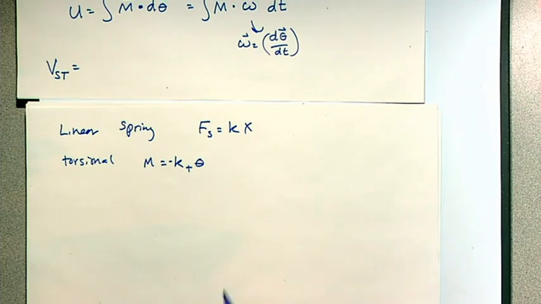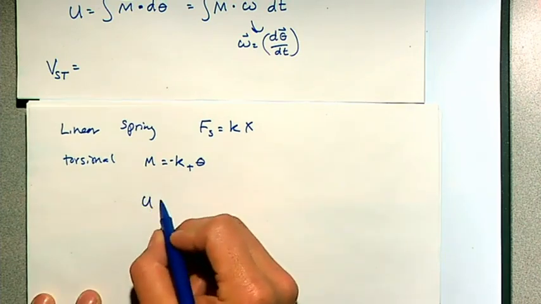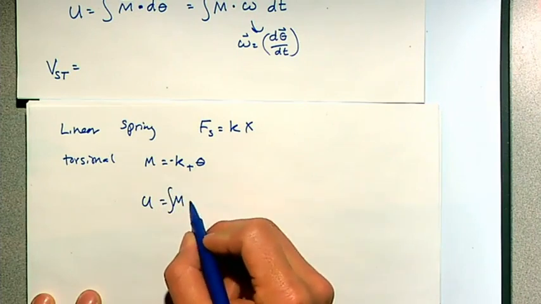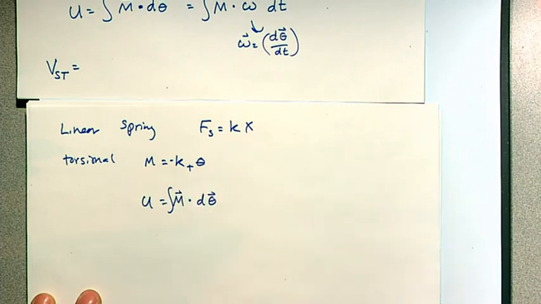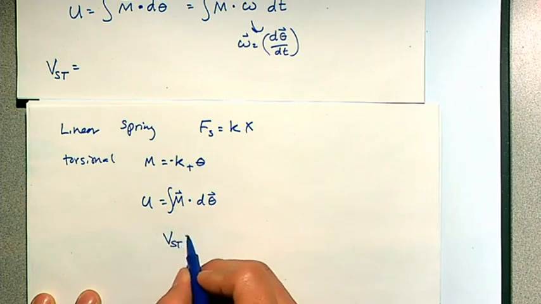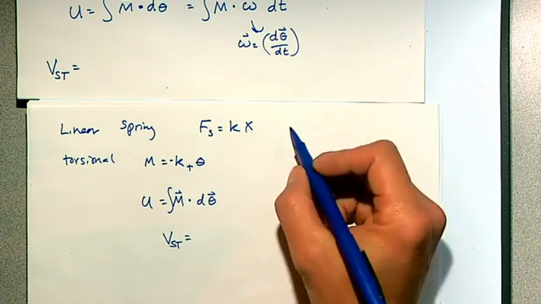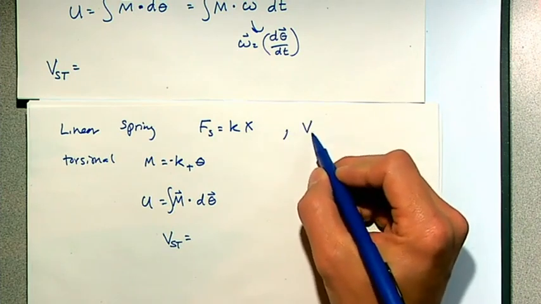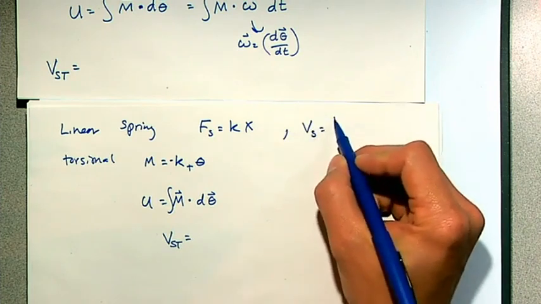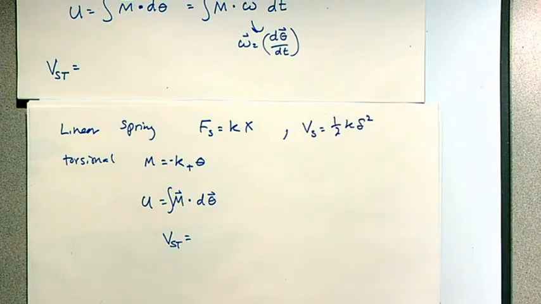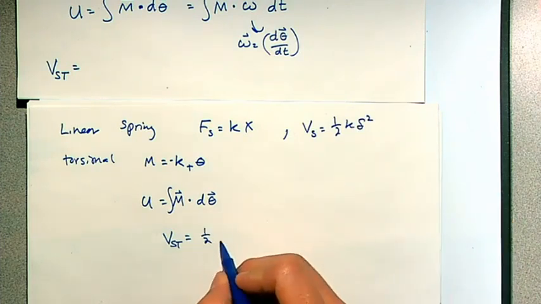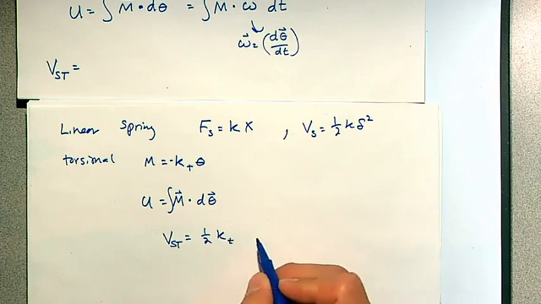So if we do this, and we look at our work as an integral of M dotted with d theta, from this we're going to find that our potential energy from a torsional spring, much like we got from the energy of a linear spring, half k delta squared, or kx squared, is now just going to be half k torsional theta squared.